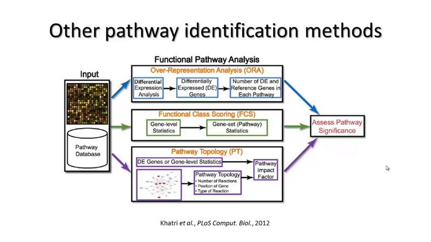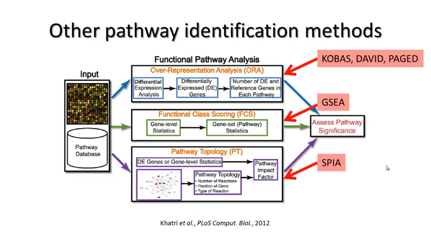Kobas is only one of the pathway identification methods. It belongs to the group of overrepresentation analysis methods. Two other groups of methods include functional class scoring and pathway topology. For example, Kobas, DAVID, and PAGED belong to the first group. GSEA is based on functional class scoring, and SPIA is based on pathway topology. If you're interested in the problem of pathway identification, I encourage you to learn about these other methods as well.